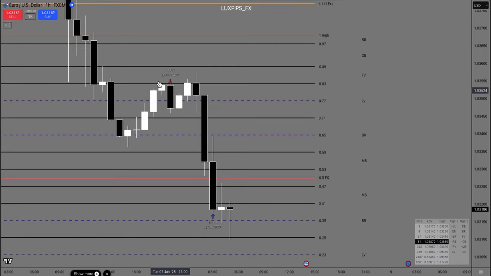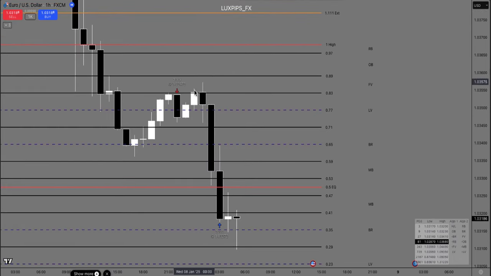All right, there we go. A beautiful Algo 2 short right here. You can see the bodies of the candles respecting the FV level, and you can see a beautiful liquidity void coming from the liquidity void section, right? Like I said, guys, this is Enigma right here. So this is 4 wins, right?